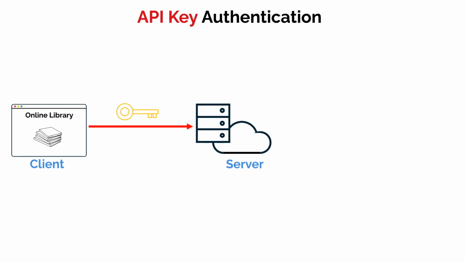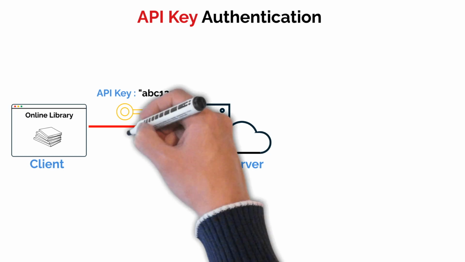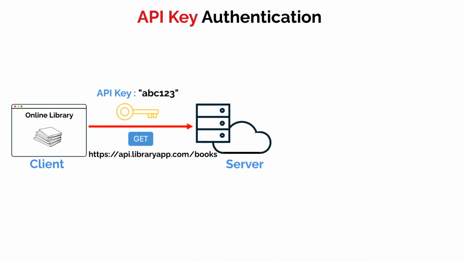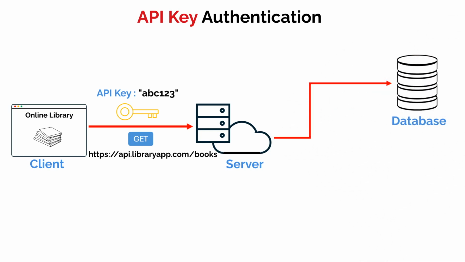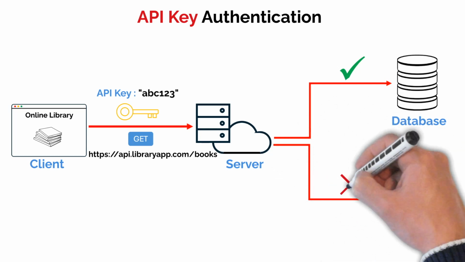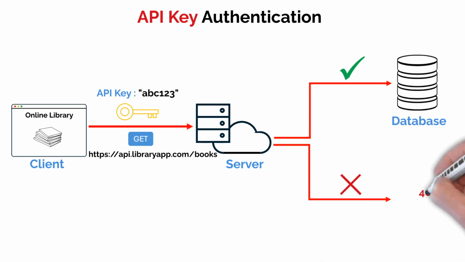The client includes the API key in the request headers or as a query parameter. When the server receives the request, it cross-references the provided API key with its database of authorized keys to confirm the client's identity. If the key is valid and the client is authorized, the server processes the request and sends back the requested data. Otherwise, it denies the access, returning an error response like 401 unauthorized. An advantage of API Key Authentication is that it is straightforward to implement, making it ideal for basic authentication scenarios.